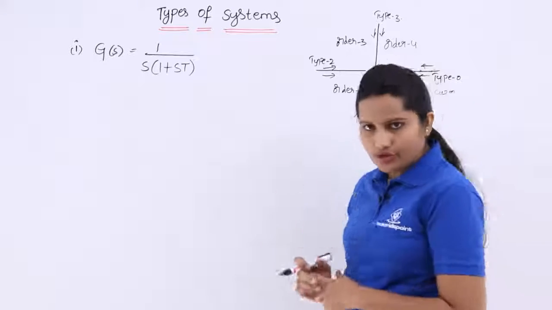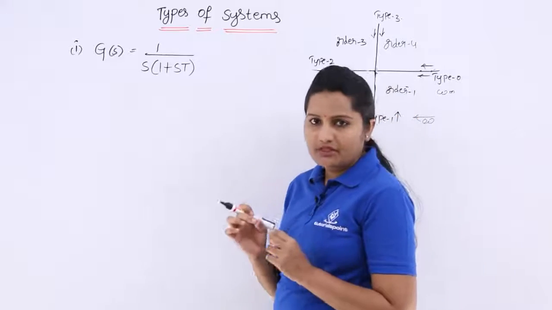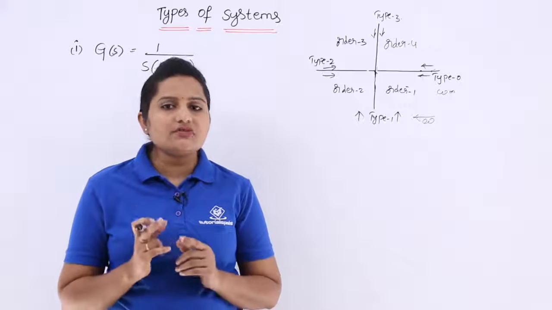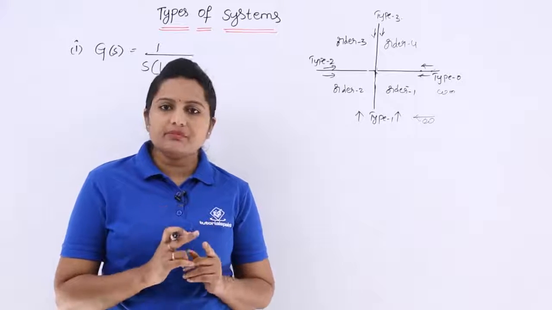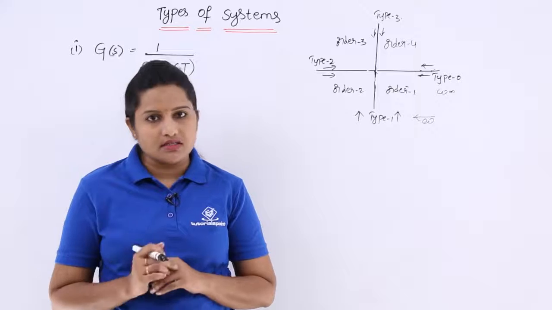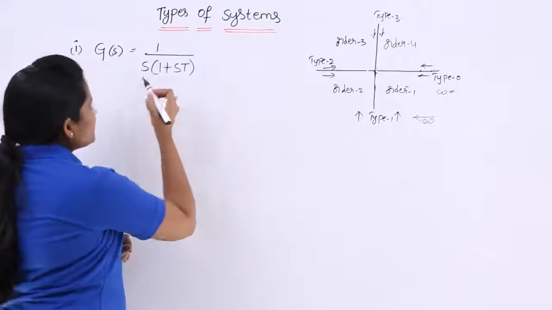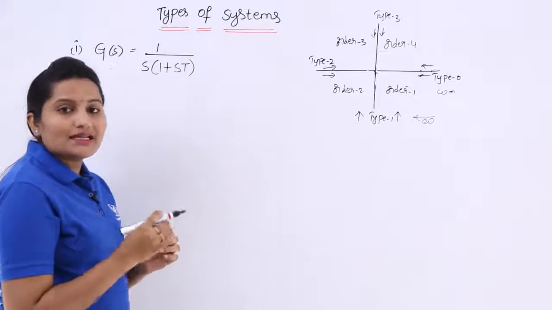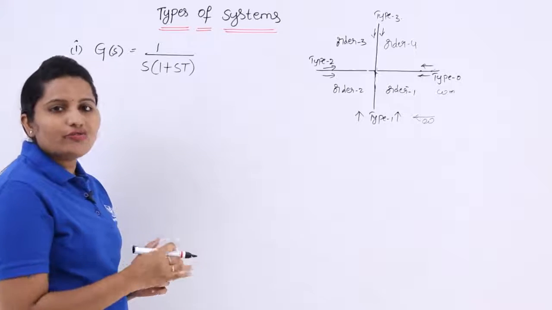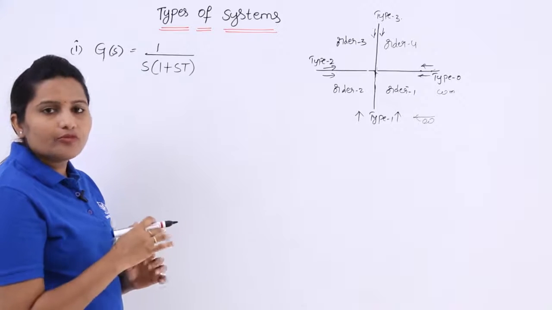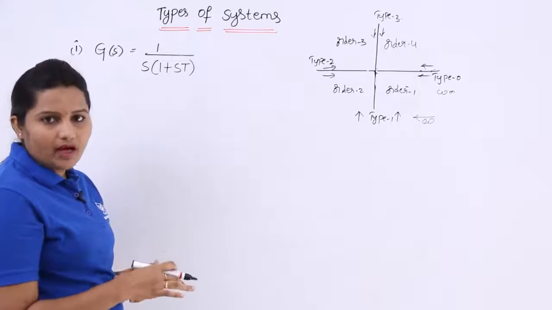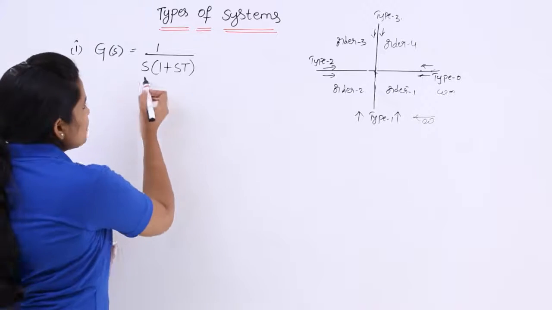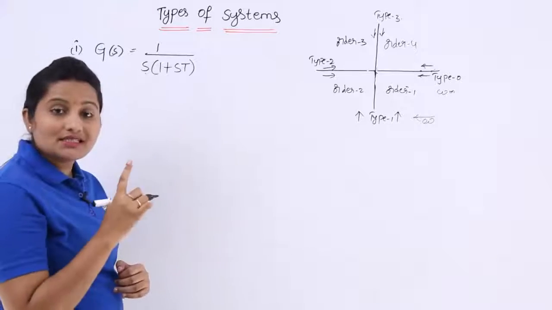As I told you, the polar plot or Nyquist plot shape is dependent upon the type and order of the system. First, we need to know which type that system is and which order it is in. Now, if you observe the transfer function, as I told you, the type number is decided by the number of poles at origin. The number of poles at origin can be defined by the number of single s terms in the denominator polynomial. Here I am having a single s term.